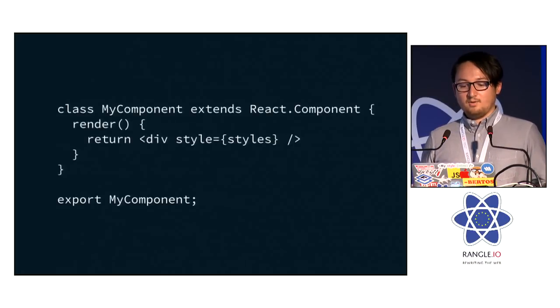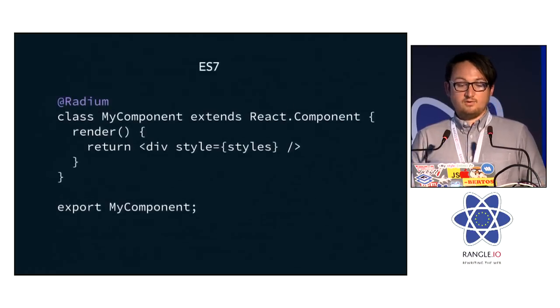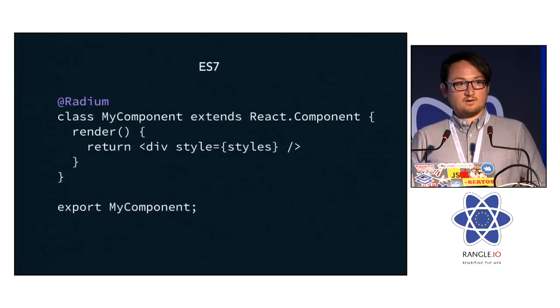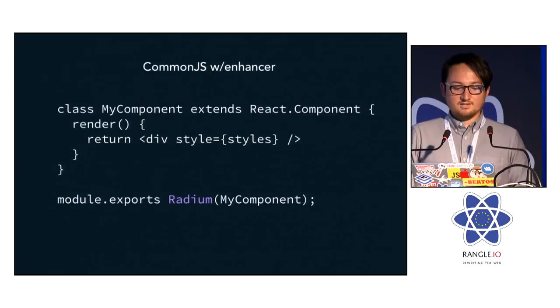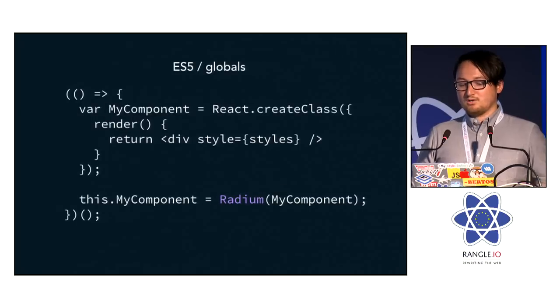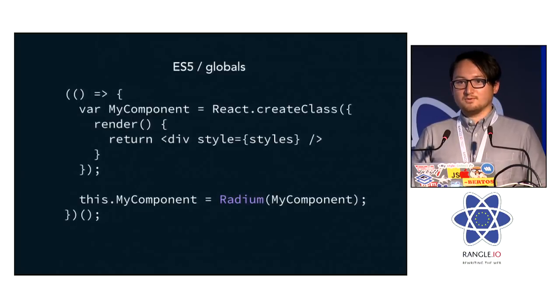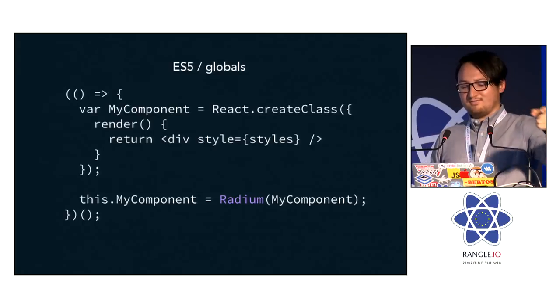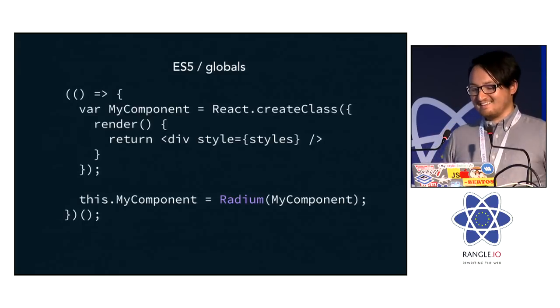So this is your React component. If you're using ES7 with Babel, you can just use a decorator and decorate this with Radium. With CommonJS, you would use their enhancer. And then with a little bit of trickery, you can do this in ES5 with globals. So if you're still on that road, good for you. You're fighting a good fight. You'll get there eventually.